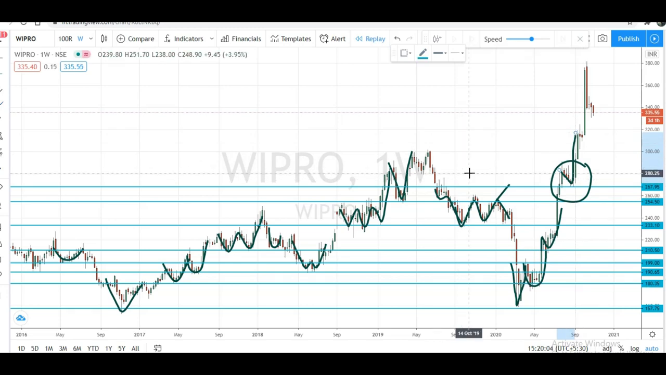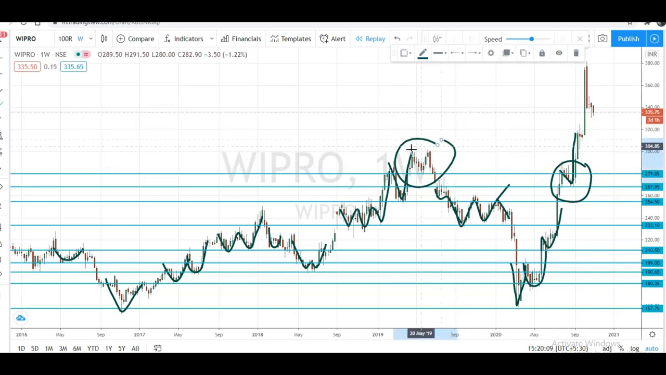I also have a support here. In this area, you can see it has formed something like a V. So these are the current supports I have identified on Wipro. This is on the weekly chart. Now let's go ahead and check some daily charts as well.